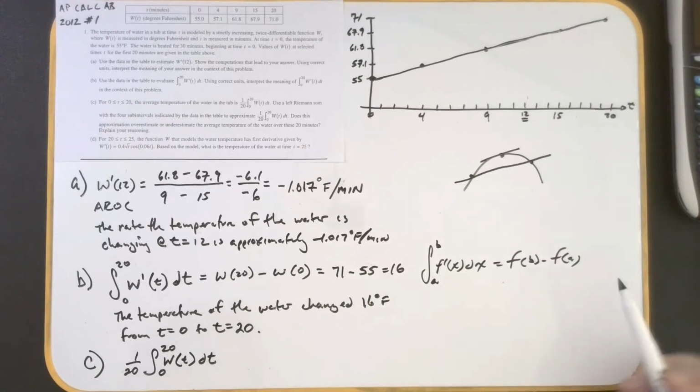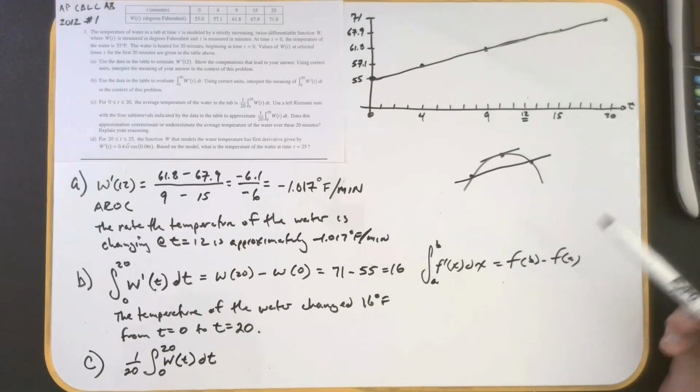And then they say to use a left-handed Riemann sum with 4 subintervals indicated by the data in the table to approximate what this value would be. There's a little bit more to the question, but let's get to the Riemann sum. Hopefully you're getting into a rhythm here with tables of values, where you were anticipating a Riemann sum of some sort. Sure enough, they ask for it, and they say to come from the left.